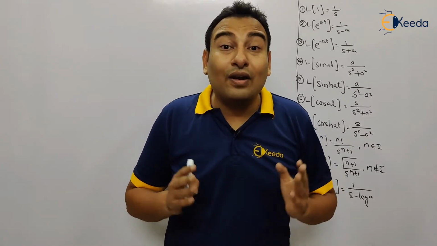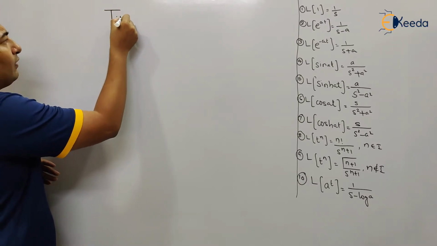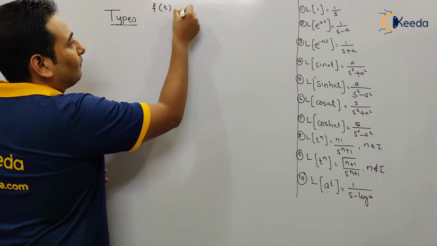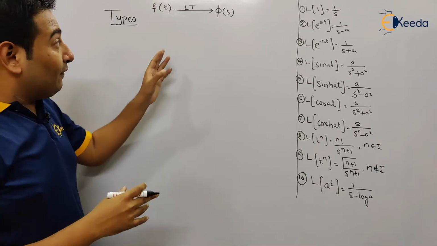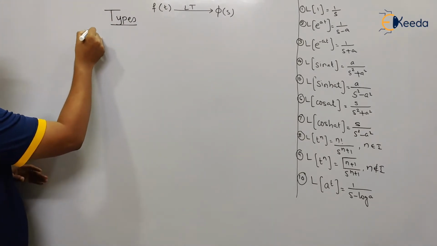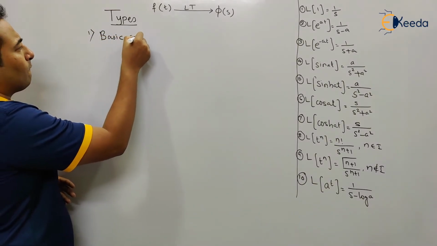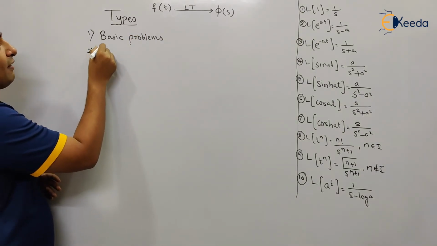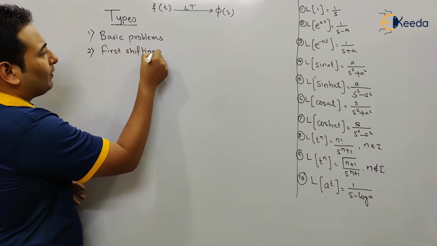Let's discuss what the different types of problem in Laplace transform are. Basically, what we are doing is from t to s. From s to t is a different chapter. So the first type is basic problems. Type number 2 is FSP, that is first shifting property.